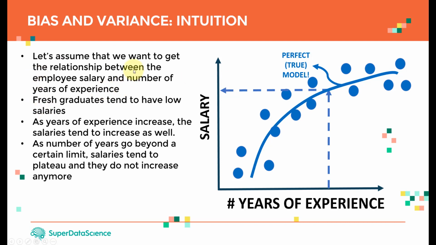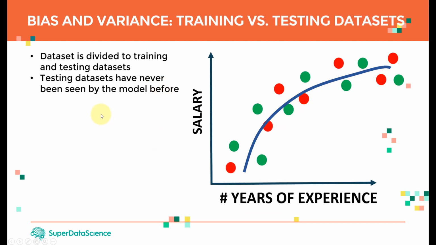So again, this is just a very basic idea. We didn't cover bias or variance yet, so let's get started. As we mentioned before, we generally divide the data into two sets: a training data set and a testing data set. In general, the testing data set should have never been seen by the model before. And this is very important.